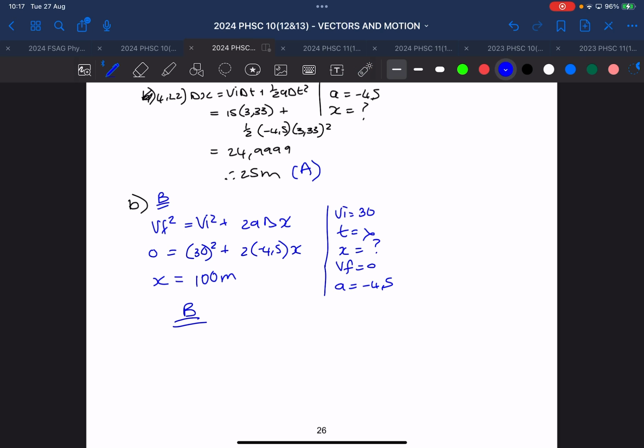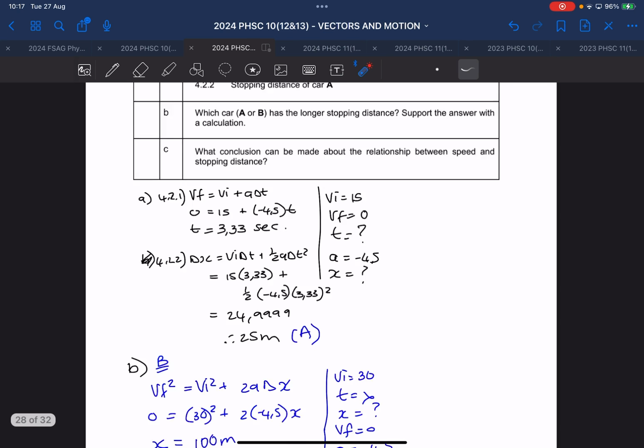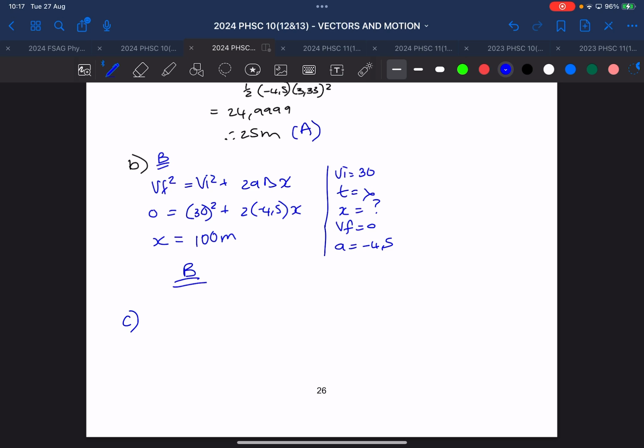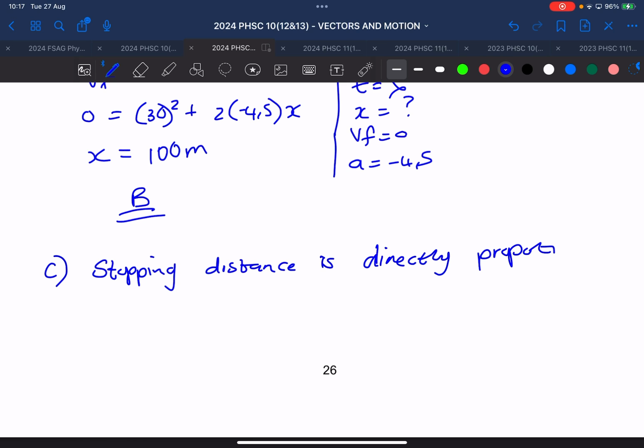Alright. Then question C asks, what conclusion can be made about the relationship between speed and stopping distance? Karabo, what did you say? I said the higher the speed, the longer the stopping distance. Yes, so you're going to say they are directly proportional to one another. You're going to say stopping distance is directly proportional to speed.